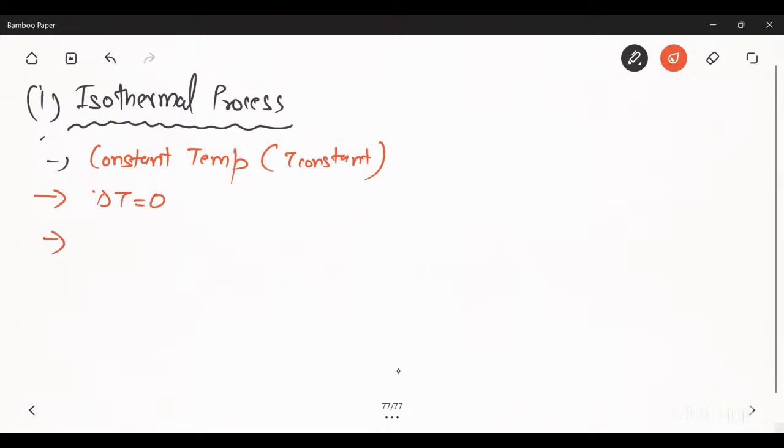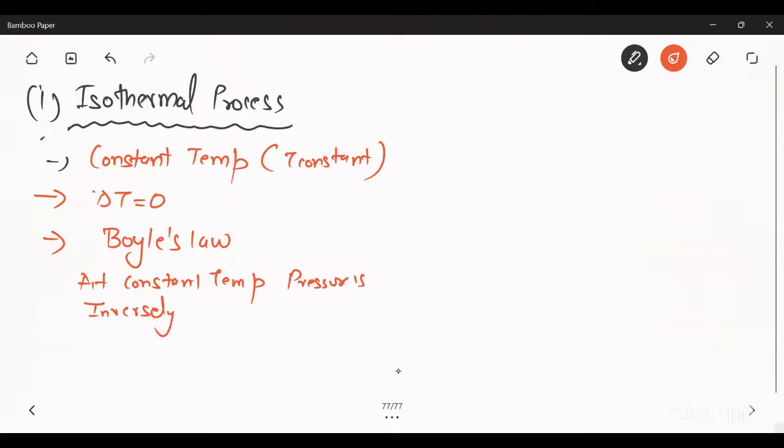So if the temperature is constant, it follows Boyle's law. What is Boyle's law? At constant temperature, pressure is inversely proportional to volume. That means P is proportional to 1 upon V at constant temperature.